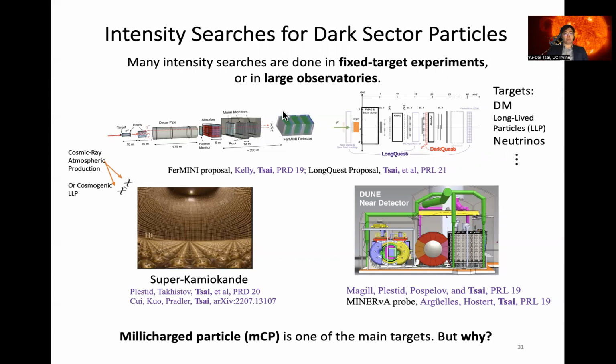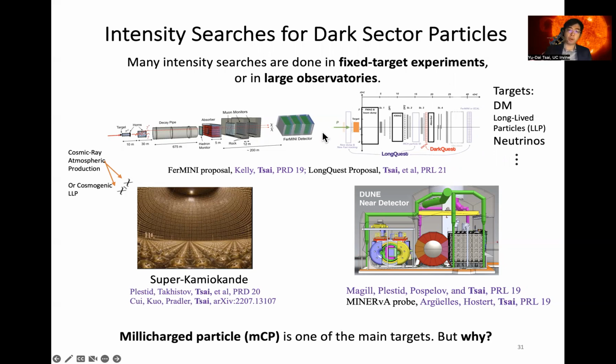And here I propose two experiments. One is the Fermini proposal to study millicharge dark matter. Another one is the Longquest proposal to study long-lived particles, and they are both proposed at Fermilab.